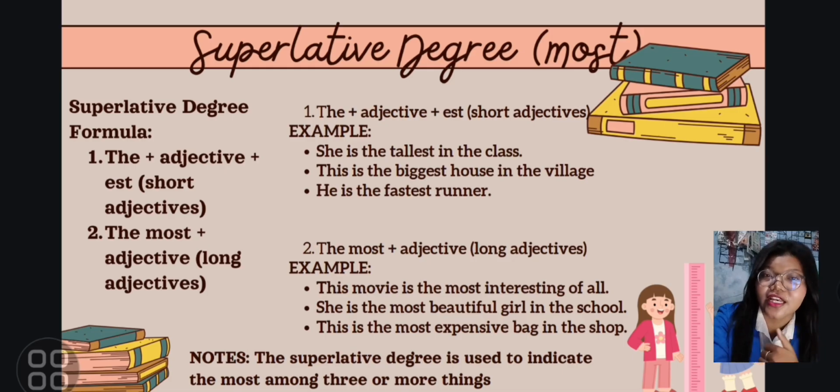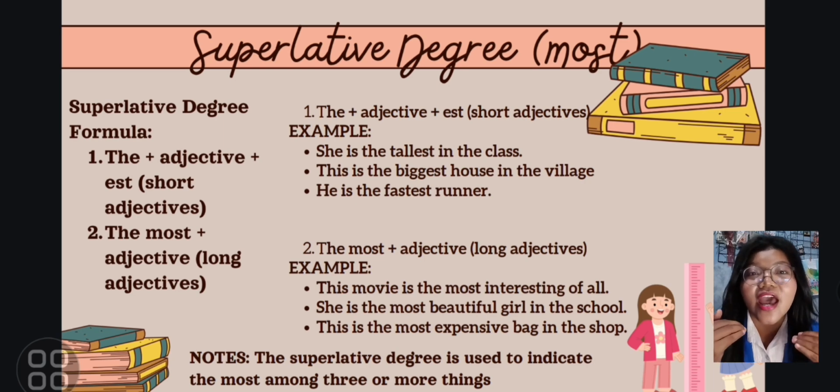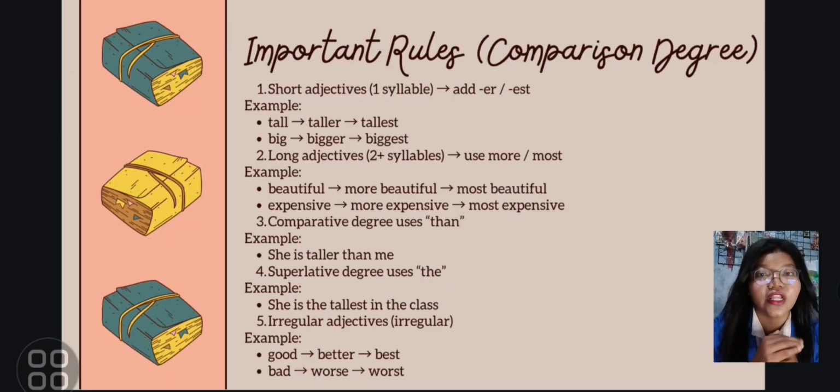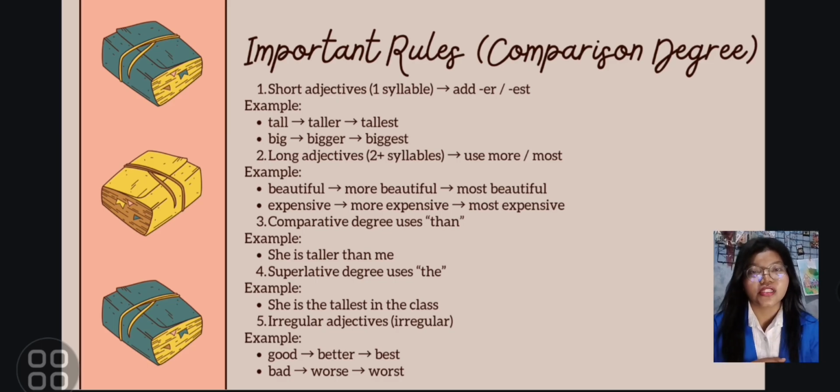For long adjectives, we use the most plus adjective. For example, this is the most beautiful place I have ever seen. And don't forget, there are also irregular adjectives that don't follow the regular rules, such as good, better, best, and bad, worse, worst.